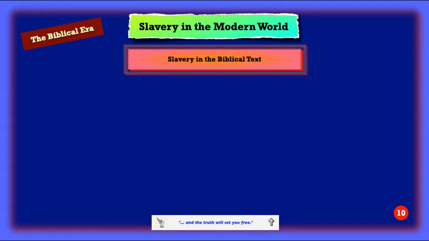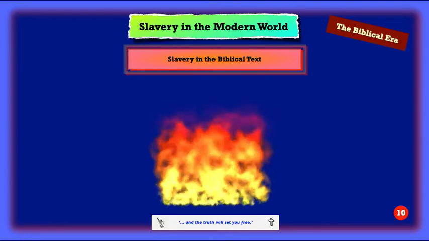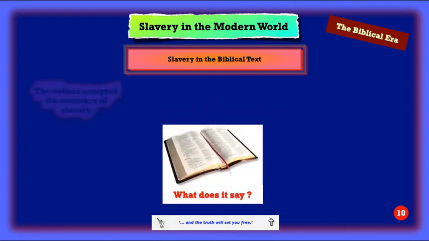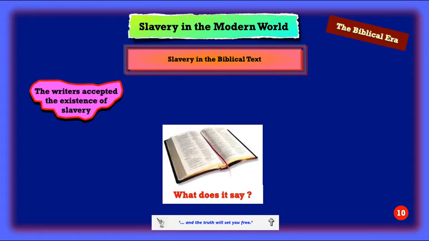Now, how does that relate to the biblical text? Because the biblical text was written and developed in the context of the cultures of the Old Testament period and the New Testament period. And we must interpret it in that way. What does it actually say? If you look at the Bible overall, the writers accepted the existence of slavery. They knew no alternative. There was no other social structure in the societies round about, and they had no power to change these.